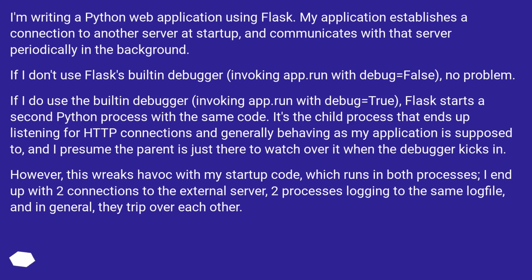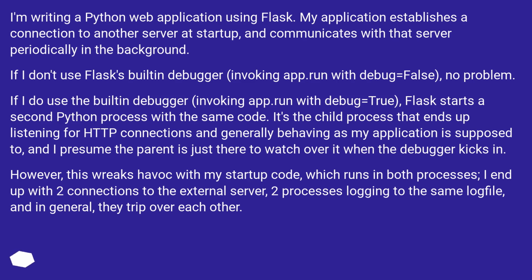I'm writing a Python web application using Flask. My application establishes a connection to another server at startup, and communicates with that server periodically in the background. If I don't use Flask's built-in debugger, invoking app.run with debug equals false, no problem.